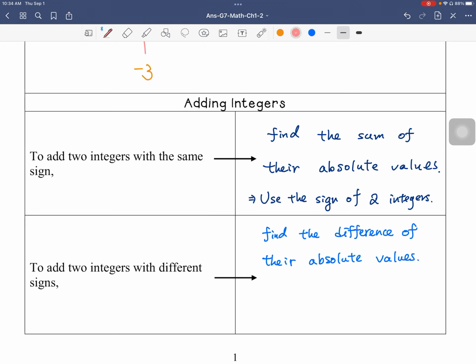And then we want to use the sign of the integer with the greater absolute value. So I want to find the difference of their absolute values, then I want to use the sign of the integer with the greater absolute value.